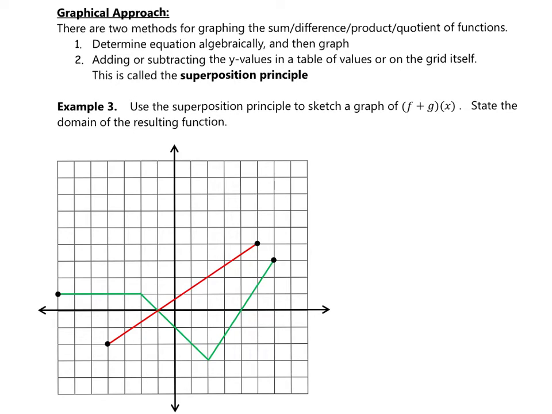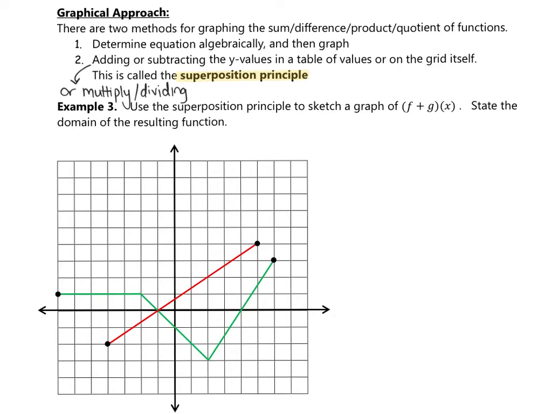And then the other method is what is called the superposition principle. Okay, so that is a term that you would want to know. And that basically involves adding or subtracting or multiplying or dividing the y values together, whether it be in a table of values or on the actual grid itself. And sorry, this should say or multiplying or dividing, any of the operations.